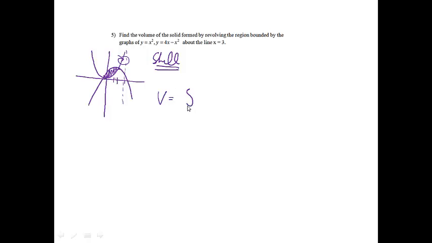Those are x values of 0 and 2. The shell method does require me to put a 2 pi out front. The next part is going to be my radius, and usually we put an x there. However, since we're moving it about the line x equals 3, the radius will be 3 minus x. And then the other part of that is going to be top minus bottom. So the top curve is the 4x minus x squared minus the bottom curve, which will be x squared.